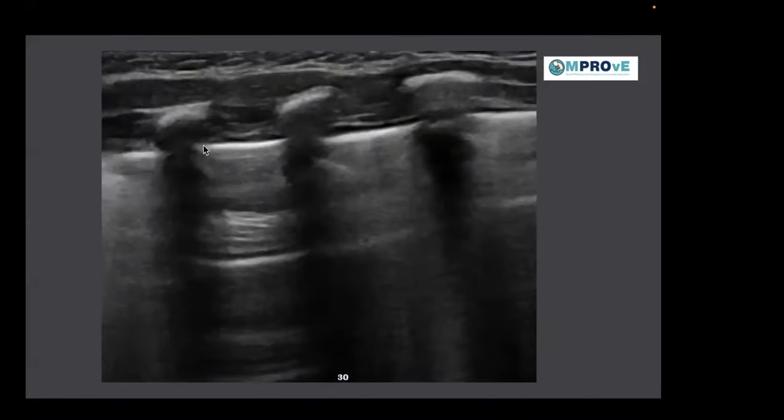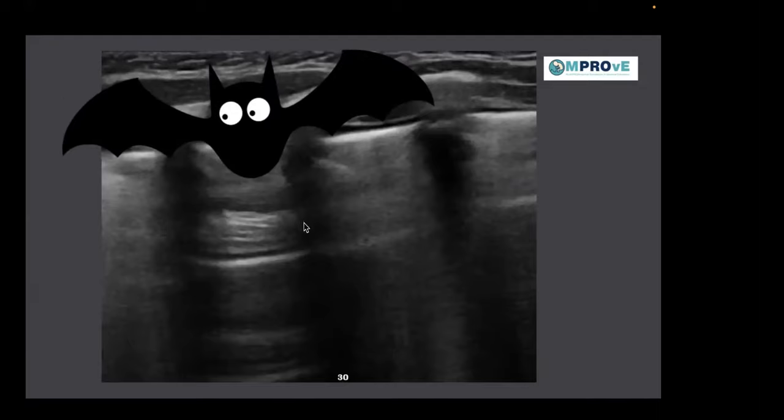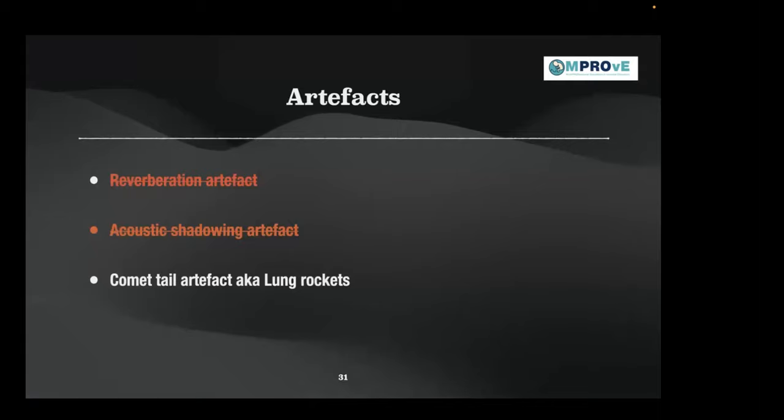So, let's see if it looks like a bat. There you go. That's a pleural line. And that's your bat. You can see here will be your bone, and then there's your rib shadow, and that's the body of the bat. This is the most I can make of a bat on a lung ultrasound, but you got the idea. So that's a bat wing appearance. Wing, shadow, body, bat sign. Comet-tail artifacts, they are also known as the lung rockets. Again, you can imagine all sorts of things.